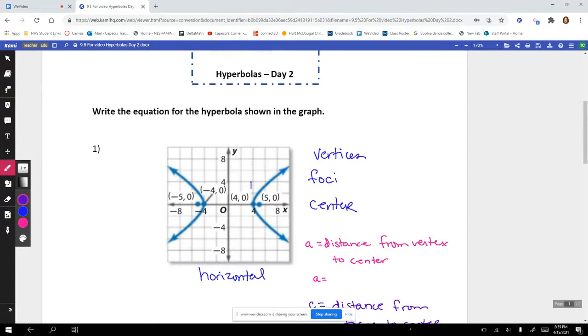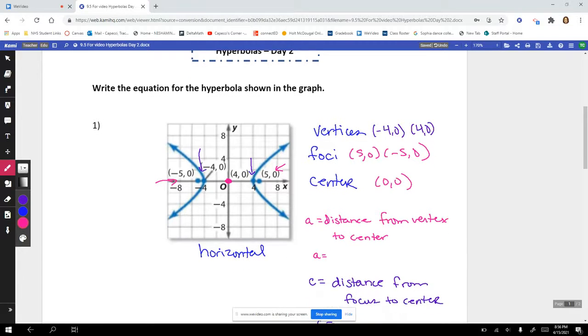Now, we know our vertices are right there, so they are (-4, 0) and (4, 0). Our foci are right there, so that gives me (5, 0) and (-5, 0). Our center, remember, is going to be equal distance from the vertex. So if I count 4 in each way, my center in this one is actually going to be (0, 0). That makes things nice and easy for us this first time through.